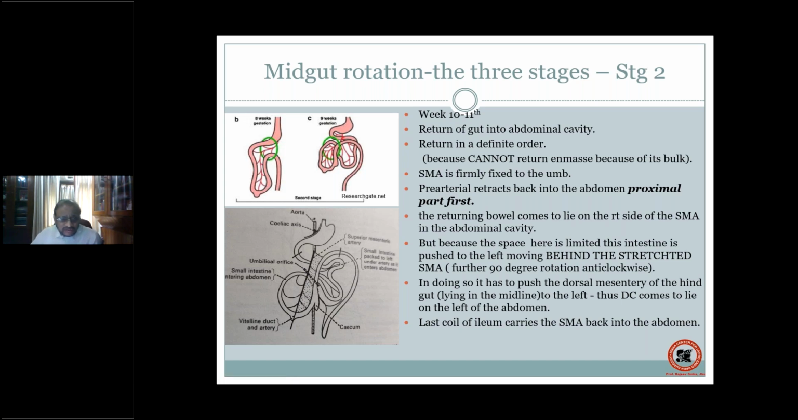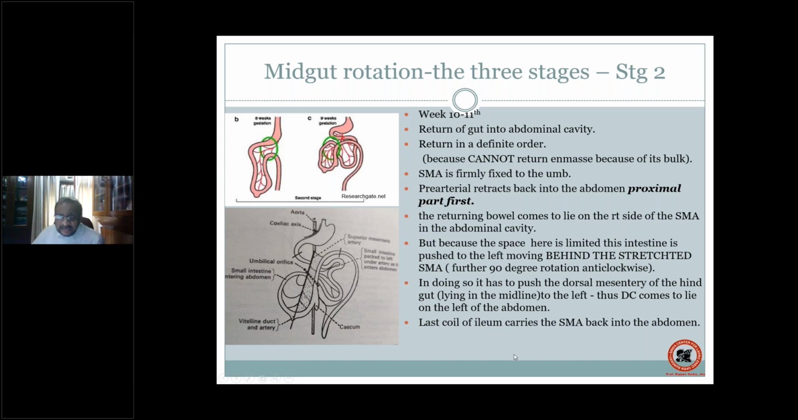So the stretched superior mesenteric artery would be the part behind which the proximal prearterial segment is going to come back into the abdomen, leading to a further 90-degree rotation, again anti-clockwise. So it was lying here, and now it is going here, again rotating. And what is it going to do? It is also going to push the mesentery of the postarterial segment, of the hindgut lying in the midline, to the left.